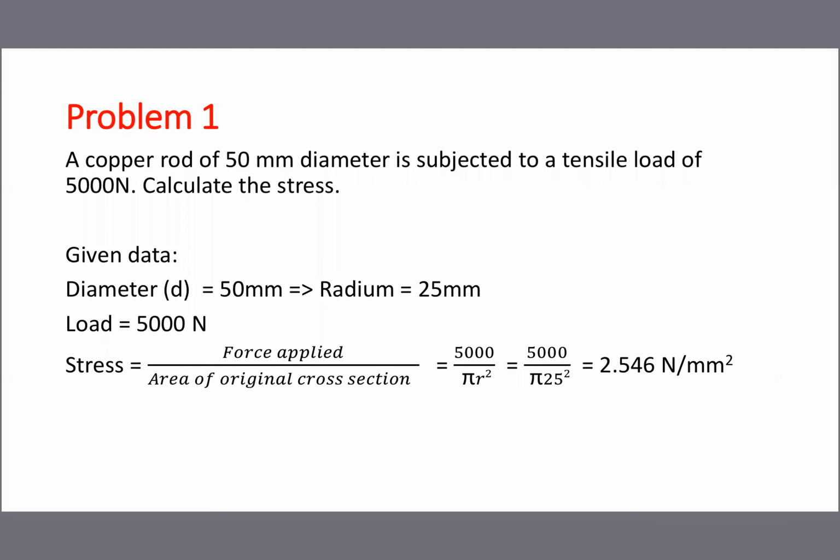And the first problem: a copper rod of 50 mm diameter is subjected to a tensile load of 5000 Newton. Calculate the stress. So read the problem. A copper rod of 50 mm diameter. So the diameter of the rod is given, and it is subjected to a tensile load of 5000 Newton. Load given. Calculate the stress.